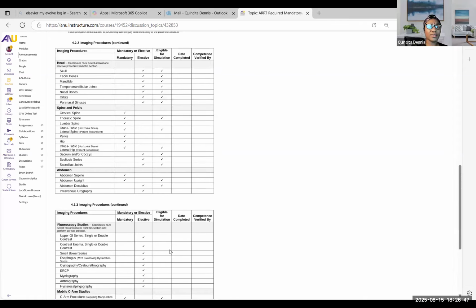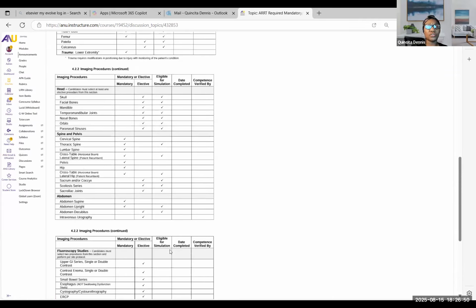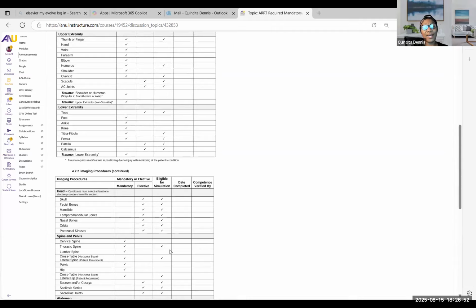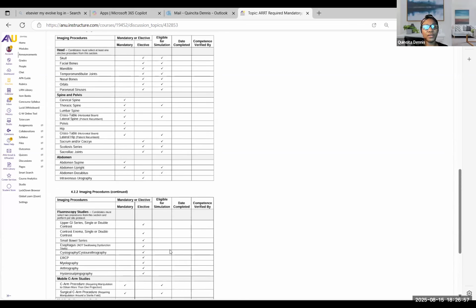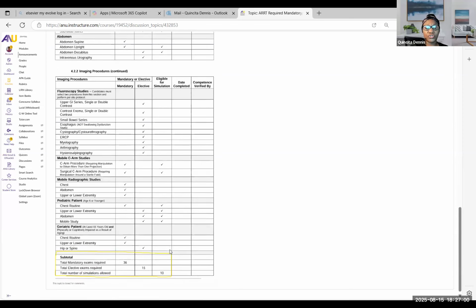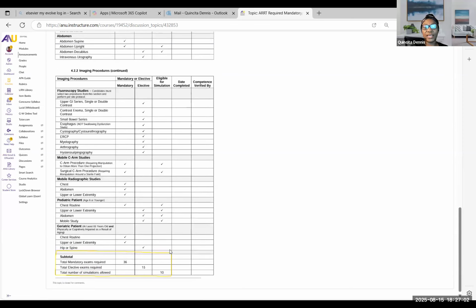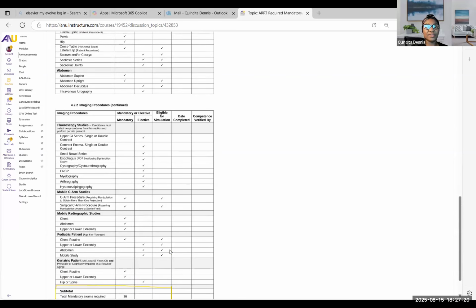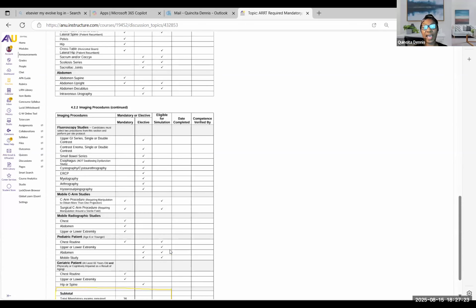All right, so all of the mandatory, and then you can choose the 15 electives that you want, minus the fact that 1 needs to come from head and 2 needs to come from fluoro. All the others you can choose. I would say get as many as you see, or the ones that you see, go ahead and get them. And then as you can see, we are only allowed 10 simulations at the bottom. And then ones that can be simulated, there's an eligible for simulation category.